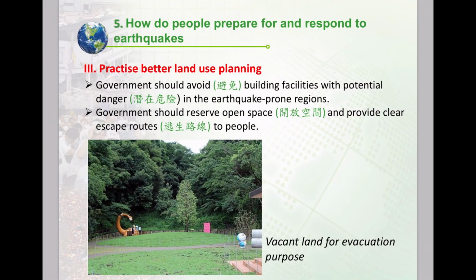Number 3, practice better land use planning. The government should avoid building facilities with potential danger in the earthquake-prone regions, and they should reserve open space and provide clear escape routes to people. In case there's an earthquake, people can know where they should go, and there's enough open space to gather those people. Can you please highlight all these words and put down the Chinese meaning?